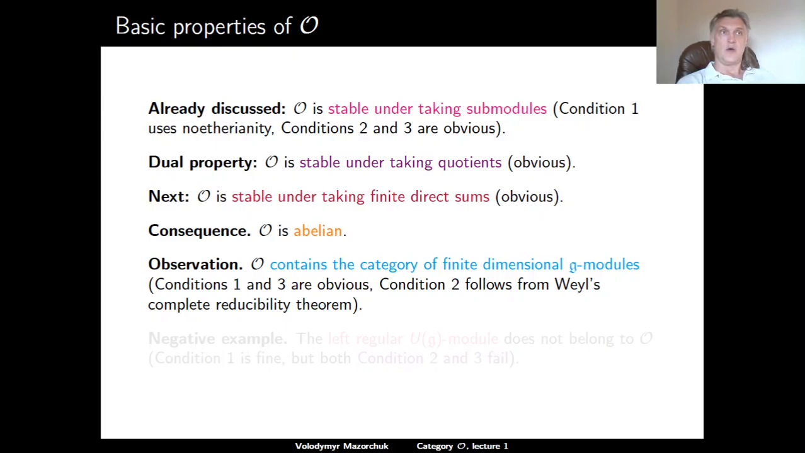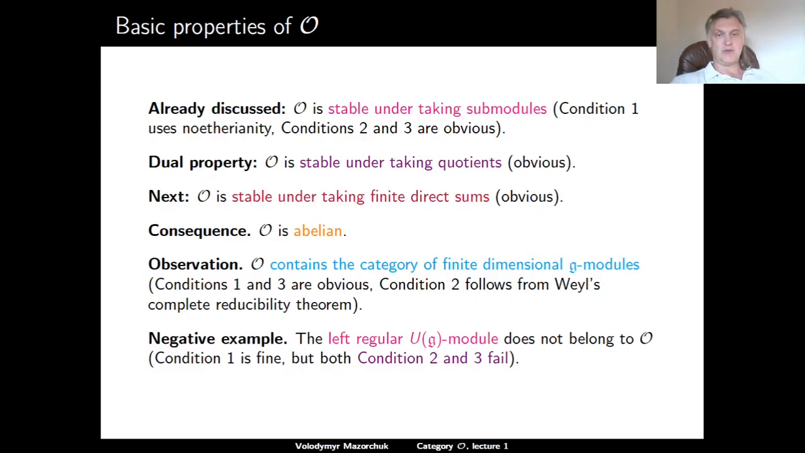Here, one has to use Weyl's complete reducibility theorem, which states that all finite dimensional G modules are semi-simple. So category O contains all finite dimensional G modules. And as a negative example, the left regular U(G) module, U(G), does not belong to category O. Of course, it is finitely generated, but it is not h-diagonalizable, and neither is it locally U(n plus) finite. The action of U(h) and U(n plus) on U(G) is free by the Poincaré-Birkhoff-Witt theorem.